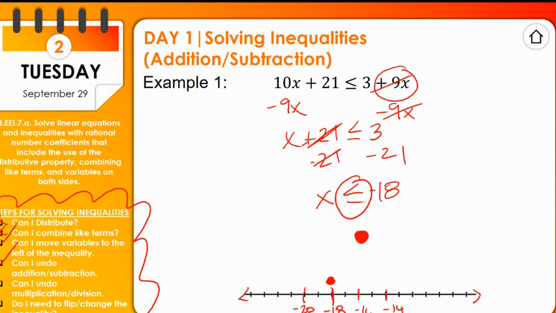So is negative 16 less than or equal to negative 18? And so if we were to plug that in, we know that negative 16 is not less than, so we want to shade in the opposite direction. Make sure that my ray is pointing towards the values that make the inequality true. And this is how we graph and solve inequalities.